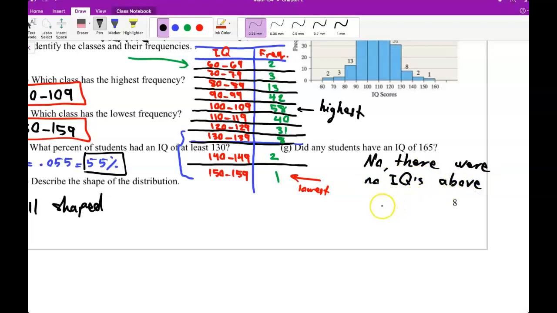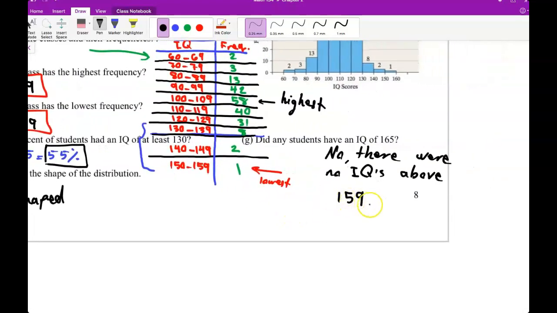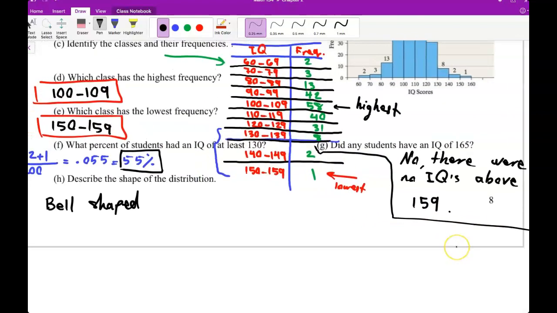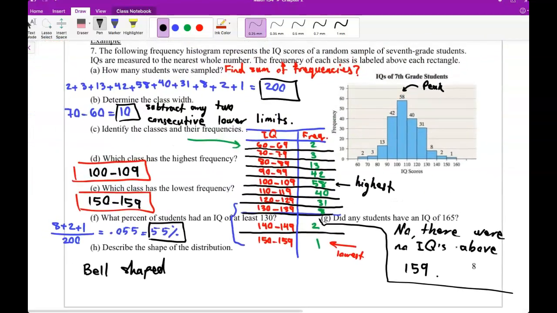So we don't have IQ scores above 160. I'm going to use 159, because here we have these classes. This was the answer for part G. Okay, we finished this part.